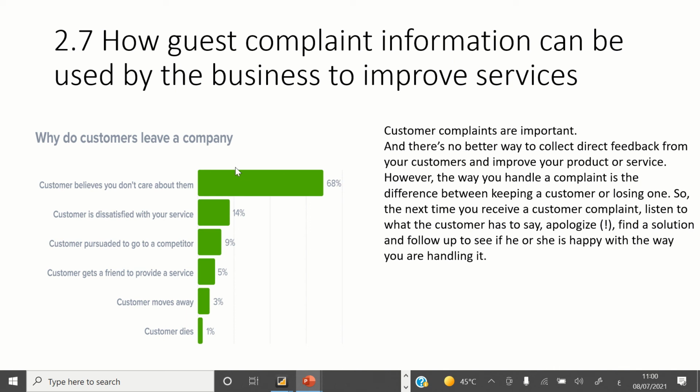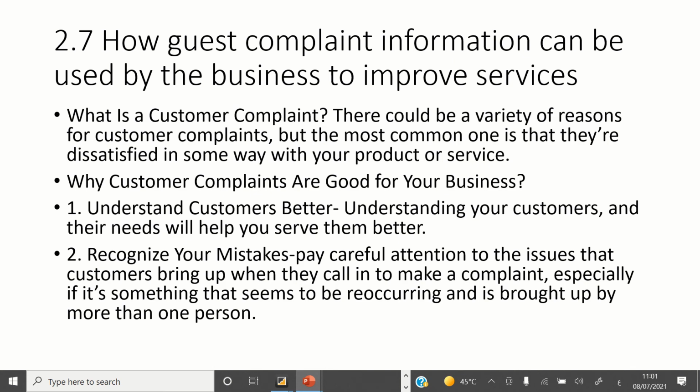This is an example of a business. Why does a customer leave a business or a company? For example, why do you choose to leave one telecommunication company and go to its competitor? Most people will leave a business if they believe the competitors care about them more, or if they are dissatisfied with the service, if they are not happy with the provided service, or if they just want to try competitors, or they have a friend who provides them with the service, or the customers move away or just die.